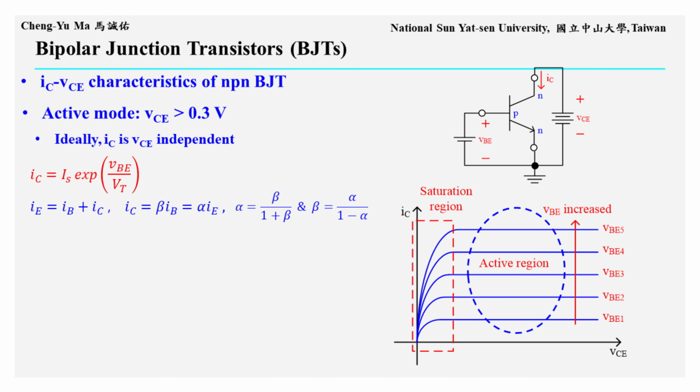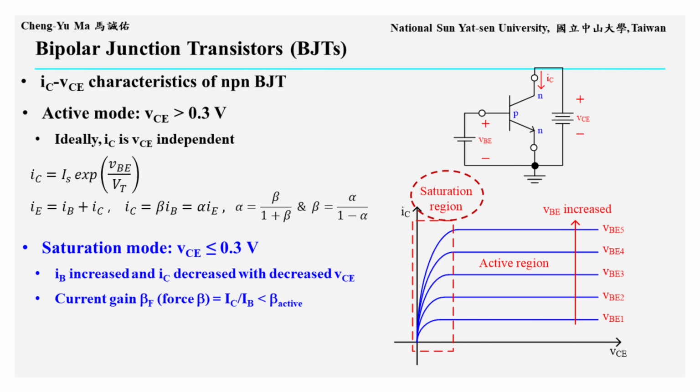Lastly, let's look at the IC versus VCE characteristic curve of an NPN BJT. In active mode, VCE is greater than 0.3 volts. The collector current is IS multiplied by the exponential of VBE over VT, where the ratio VBE over VT is inside the exponential term. Also, IC equals beta times IB and equals alpha times IE. In this region, beta is approximately constant. Therefore, IC depends mainly on VBE and is ideally independent of VCE, as shown in the curve.